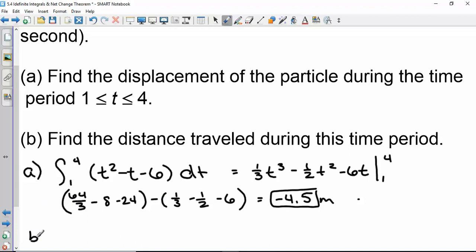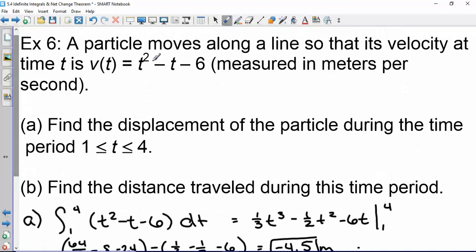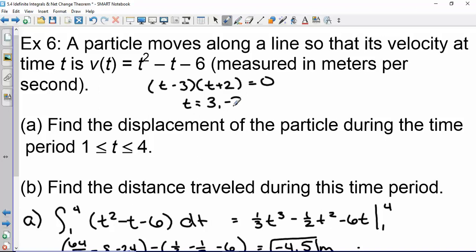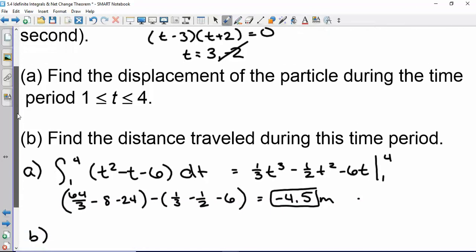Okay, B is the total distance traveled. Can my distance traveled be negative? No. So first of all, we need to figure out when this thing changed direction. When did our velocity change from positive to negative? So let's figure out what makes our velocity equal 0. I could do box method with that. Factor into t minus 3, t plus 2. So we get 3 and a negative 2. Can your time be negative? No. So it changed direction at 3 seconds.